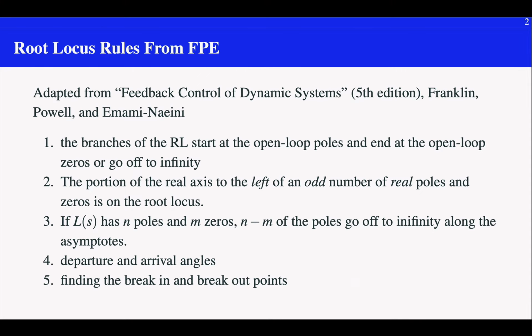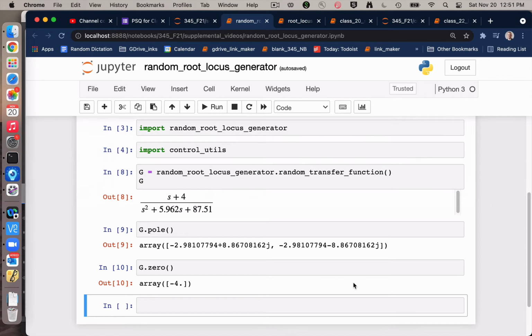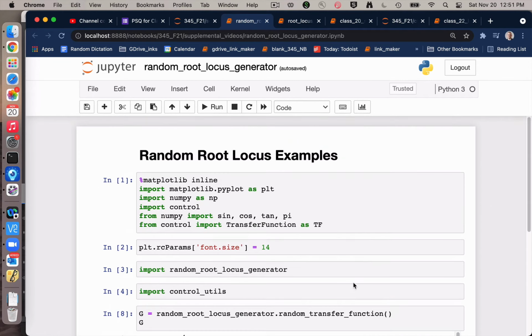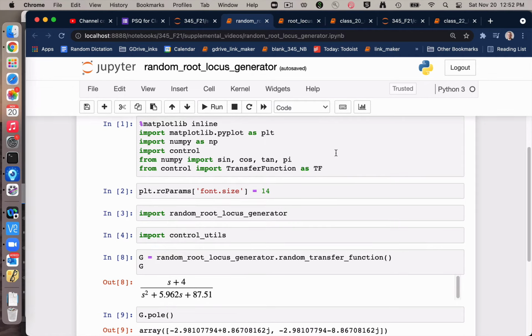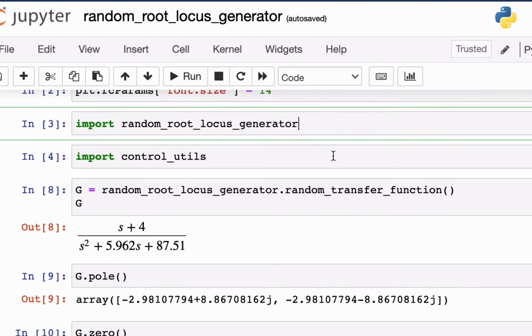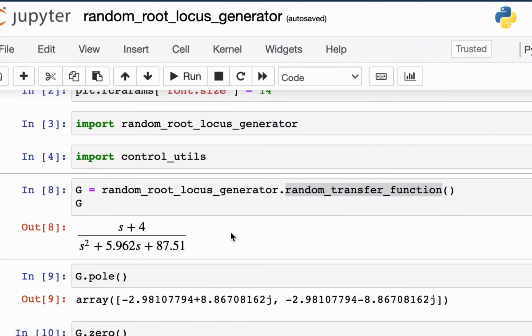So with that, I've written a random root locus generator that's available on pip. If you pip install random root locus generator, sorry about the super long name, then I can randomly generate a transfer function. Here's a simple one for our first example. It has two complex conjugate poles and one purely real zero.